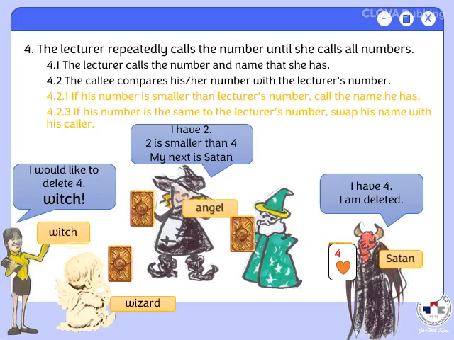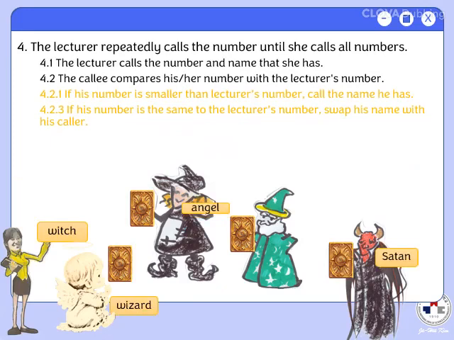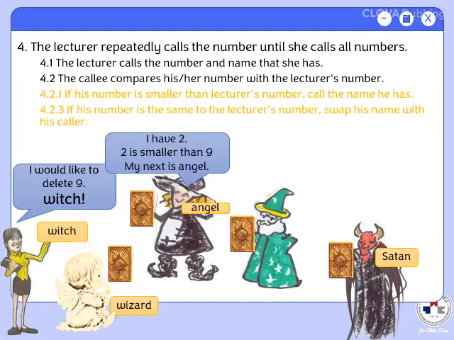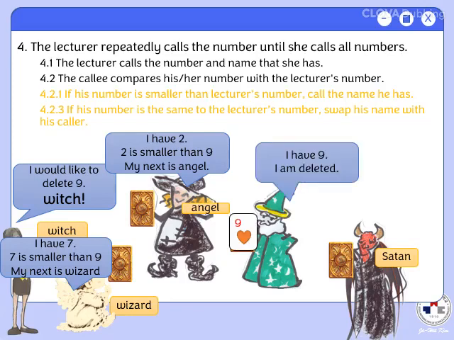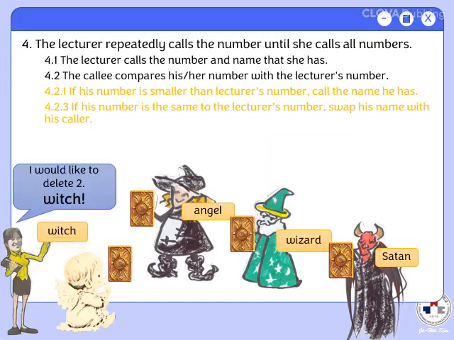I would like to delete 9. I have 2. 2 is smaller than 9. My next is Angel. I have 7. 7 is smaller than 9. My next is Wizard. I have 9. I am deleted. If his number is the same as the lecturer's number, swap his name tag with his caller. I would like to delete 2. I have 2. I am deleted.